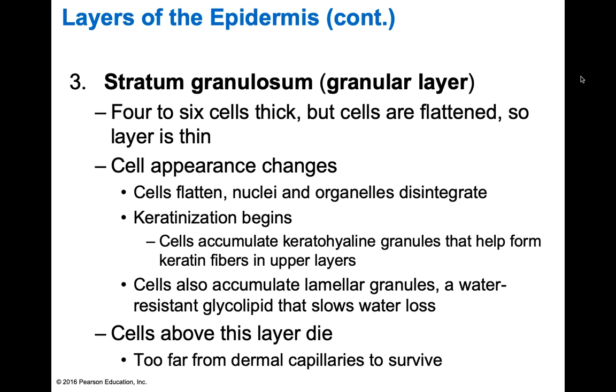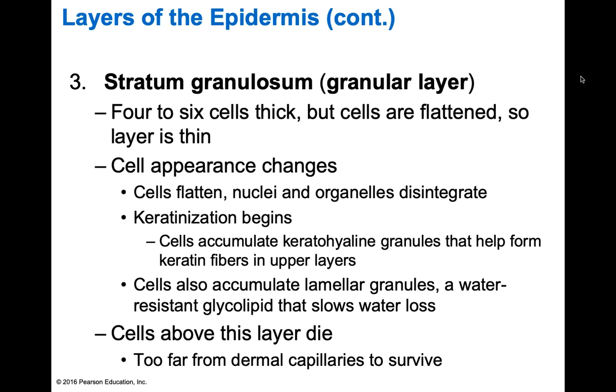Stratum granulosum, and we're still moving up. So this is like the middle layer of our thick skin. This is also called the granular layer. So we have different granules that we're going to have here. There's 4 to 6 cells thick here, but these cells are pretty flat. So it's a really thin layer. The cells change appearance over time. So the cells can be flattened because they're pretty flat as it is. So that's one appearance that they can have.